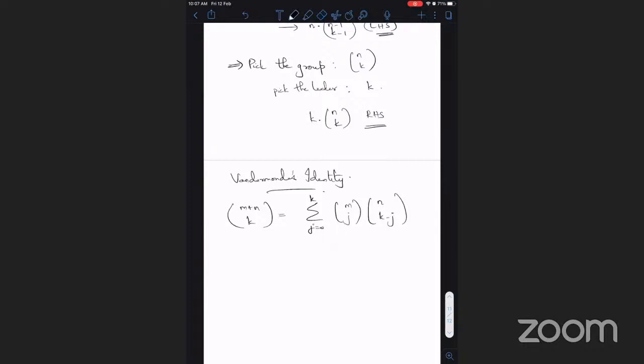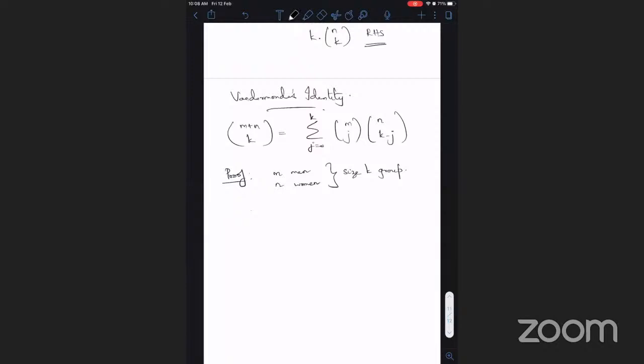So the easy way to prove it is by using this story idea. So what you do is construct the story around it. So you have M men and say N women. And from this, you have to form a size K group. And how can you do that? So you have a total of M plus N people and you have to form a size K group. So that is the LHS.